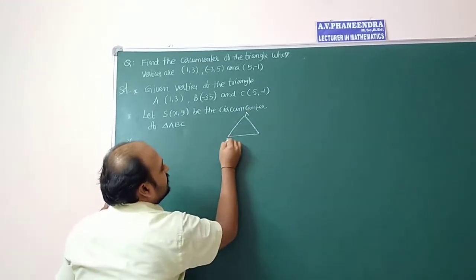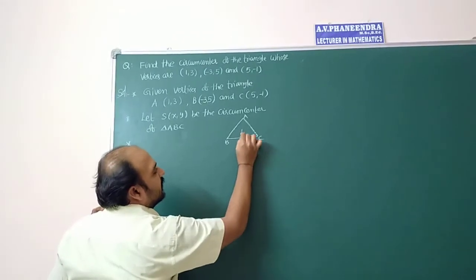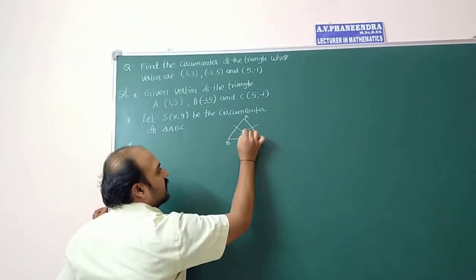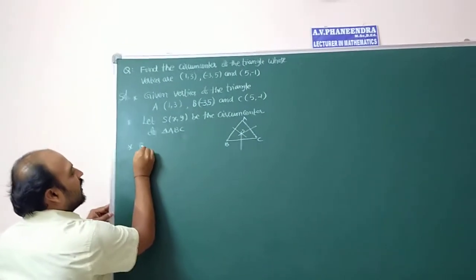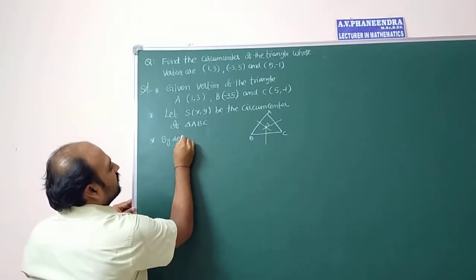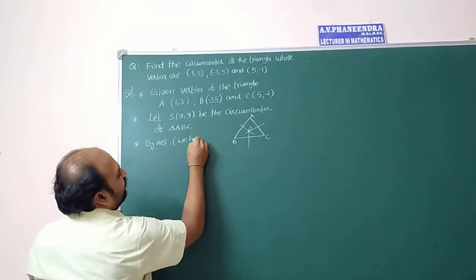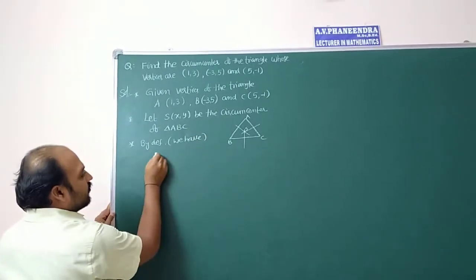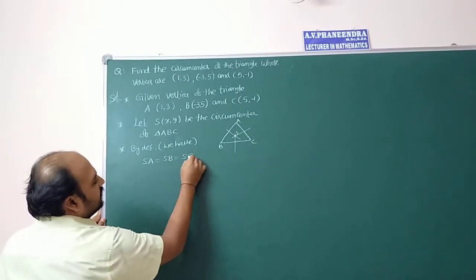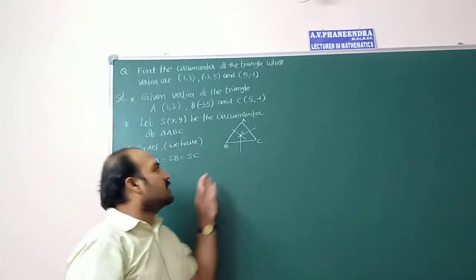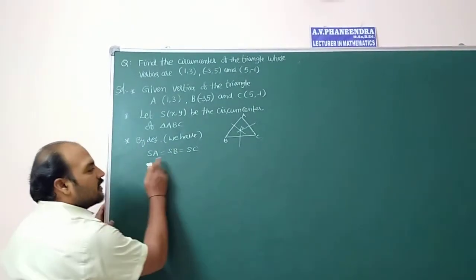This is A, this is B, this is C. Here, these are the perpendicular bisectors. Here, this is S. By definition, we have SA is equal to SB is equal to SC. Distance from circumcenter to all the vertices is equal. That is the reason we have this.